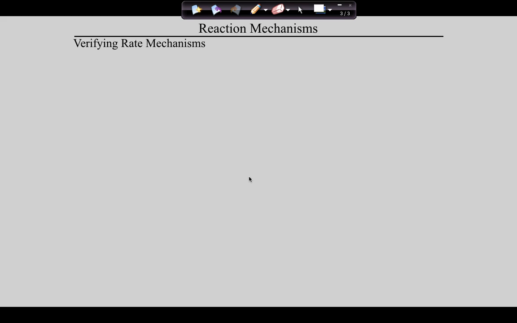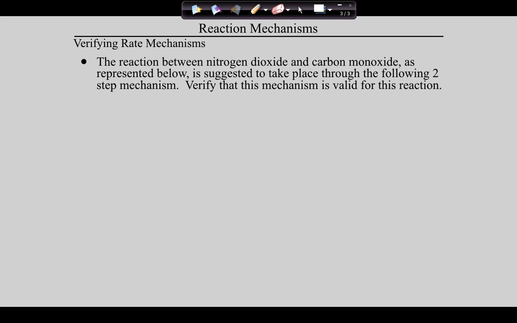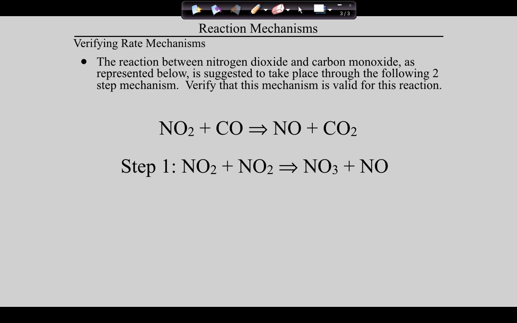So let's put this to the test. Don't write down the sentence, but I will have you write down the rest. This is what the question might look like on the AP test. The reaction between nitrogen dioxide and carbon monoxide, as represented below, is suggested to take place through the following two-step mechanism. Verify the mechanism is valid. It doesn't mean it's right, it just means it's possible. They'll give you the mechanism and the overall reaction. Write this down with me, and space it out as I have.